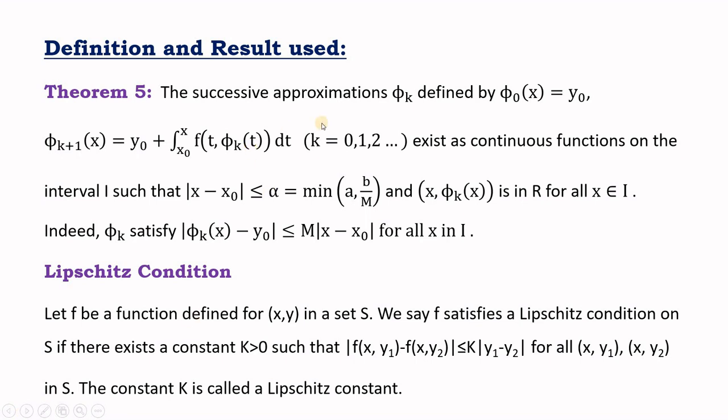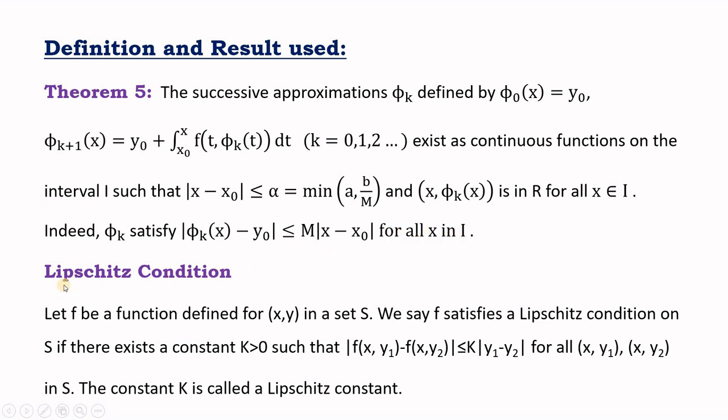The successive approximations φ_k defined by φ_0(x) = y_0, φ_{k+1}(x) = y_0 + integral from x_0 to x of f(t, φ_k(t)) dt exist as continuous functions on the interval I such that |x − x_0| ≤ α, which is the minimum of a and b/M, and (x, φ_k(x)) is in R for all x in I. Indeed, φ_k satisfy the condition |φ_k(x) − y_0| ≤ M|x − x_0| for all x in I.